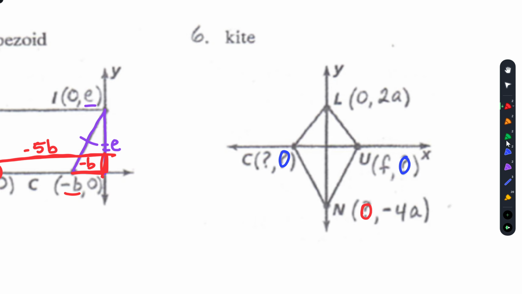Dahlia? Beautiful. Because in a kite, those two pieces are congruent, so we should have two congruent pieces. Okay, any questions?